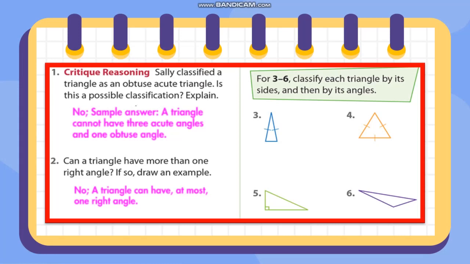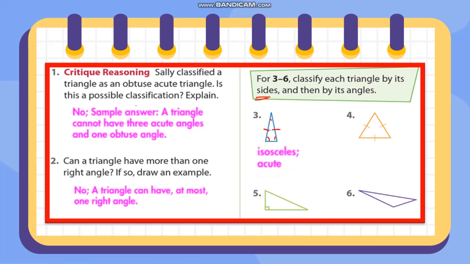Question number 3 to 6. Classify each triangle by its side and by its angles. So the first one, two sides are equal. If two sides are equal, that is isosceles according to its sides. And by its angles, there are three acute angles, which means it is an acute triangle. So the answer is isosceles acute triangle.